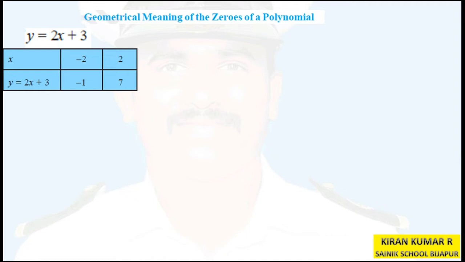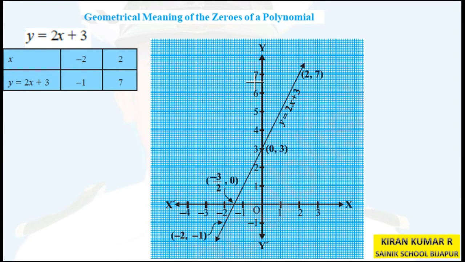Let us plot the graph of these 2 points and connect these 2 points coordinates. We get a straight line. So it is a linear polynomial where the degree is 1. Let's plot the graph. On plotting the graph, we get the graph like this. Look at the graph.